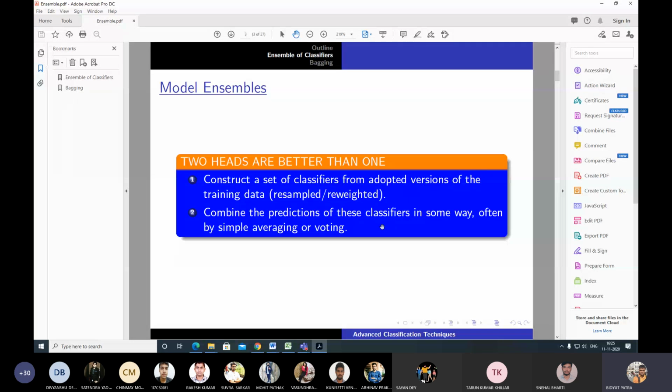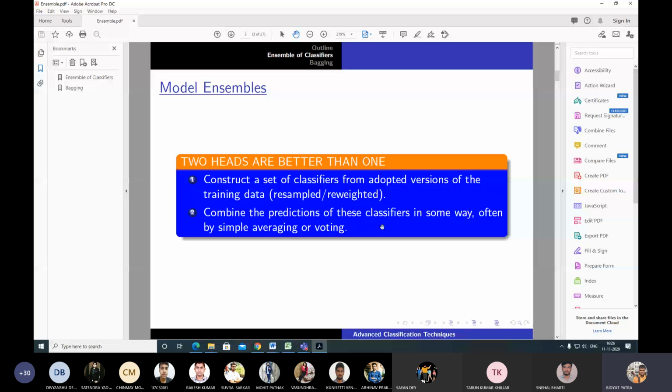Two heads are better than one. When you are a bit confused, you ask others what should be done for a particular instance, a particular problem. You ask many friends, and then finally you take the decision. Similarly here, instead of taking one classifier, for the same problem you ask multiple classifiers, and then you take the majority voting.